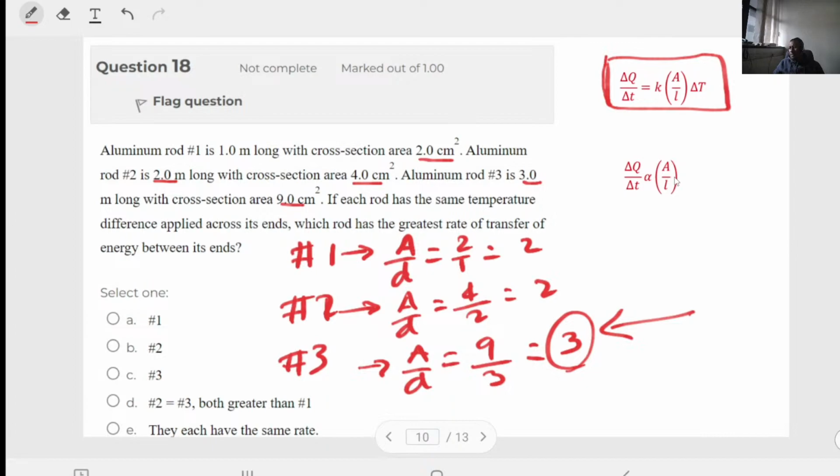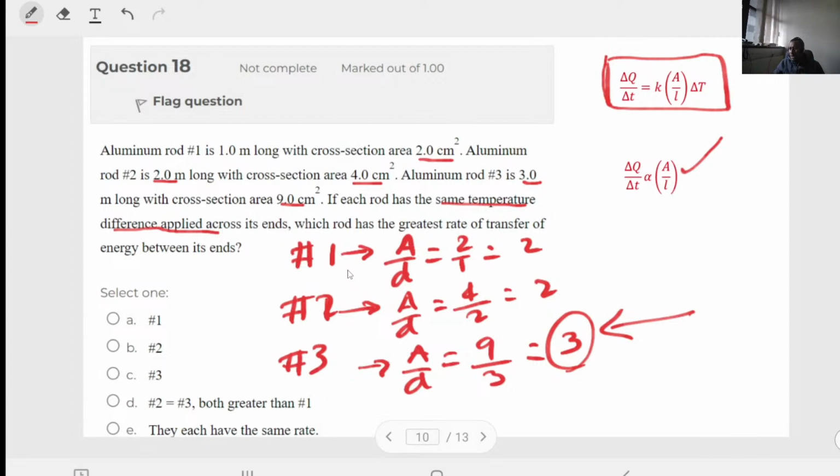because the rate at which heat transfers is A over L. Just knowing this will give you that the ratio of area by length is what matters here. As long as all of them are aluminum, K is the same. It says the same temperature difference is applied across the ends, which means delta T is the same. What matters is area divided by length.